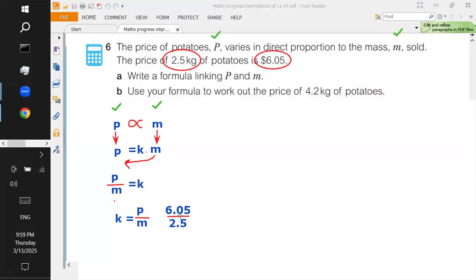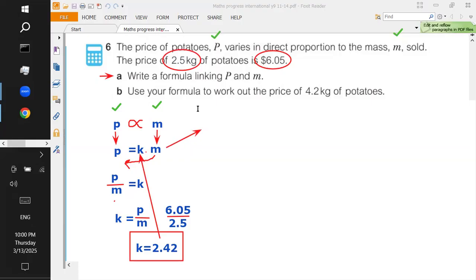So let's find it by dividing. 6.05 divided by 2.5. And the answer is 2.42. So K equals 2.42. And as we said, K is the constant of proportionality. Now, to finish the question, which is writing a formula, I have to take the K and put it instead of this K. So take the value of K, which is 2.42, and substitute it in this K. And I'll end up with the formula like this.